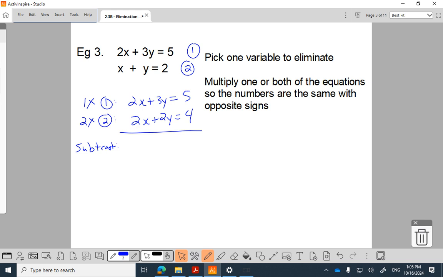3y minus 2y? 3 minus 2? 1. 5 minus 4? 1. And you can divide by 1 here, but maybe you don't need to. When it's a 1 out there, you don't really have to divide. You've already got the answer. But again, if you feel better doing the division, that's fine.